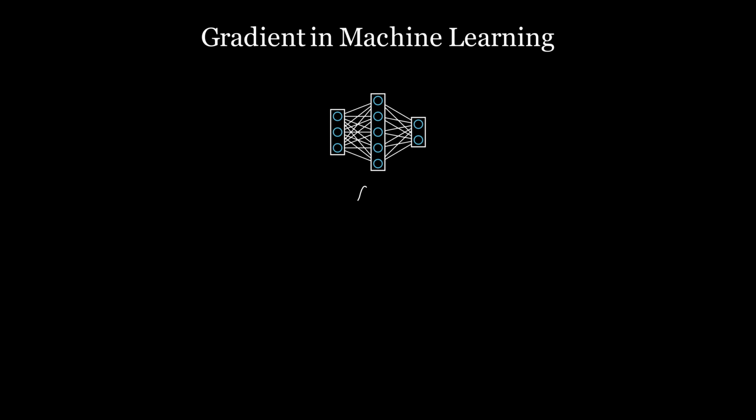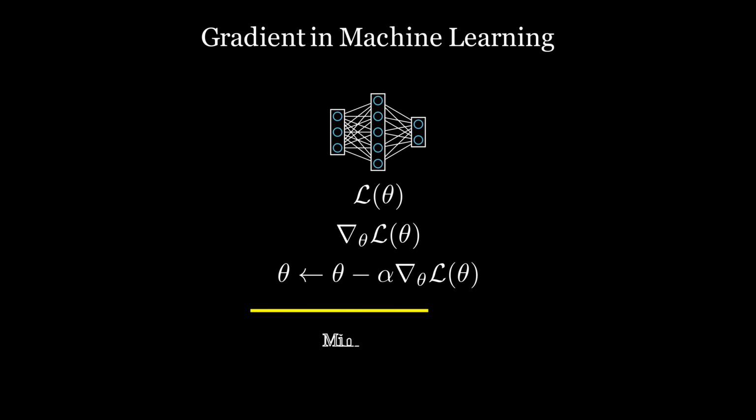In machine learning, gradients are crucial for training models. The gradient of the loss function tells us how to adjust parameters to minimize error. During backpropagation, we calculate gradients for each parameter, then move opposite to the gradient to reduce loss. This is called gradient descent. The gradient's direction tells us which way increases the loss, so we move in the opposite direction to minimize it.